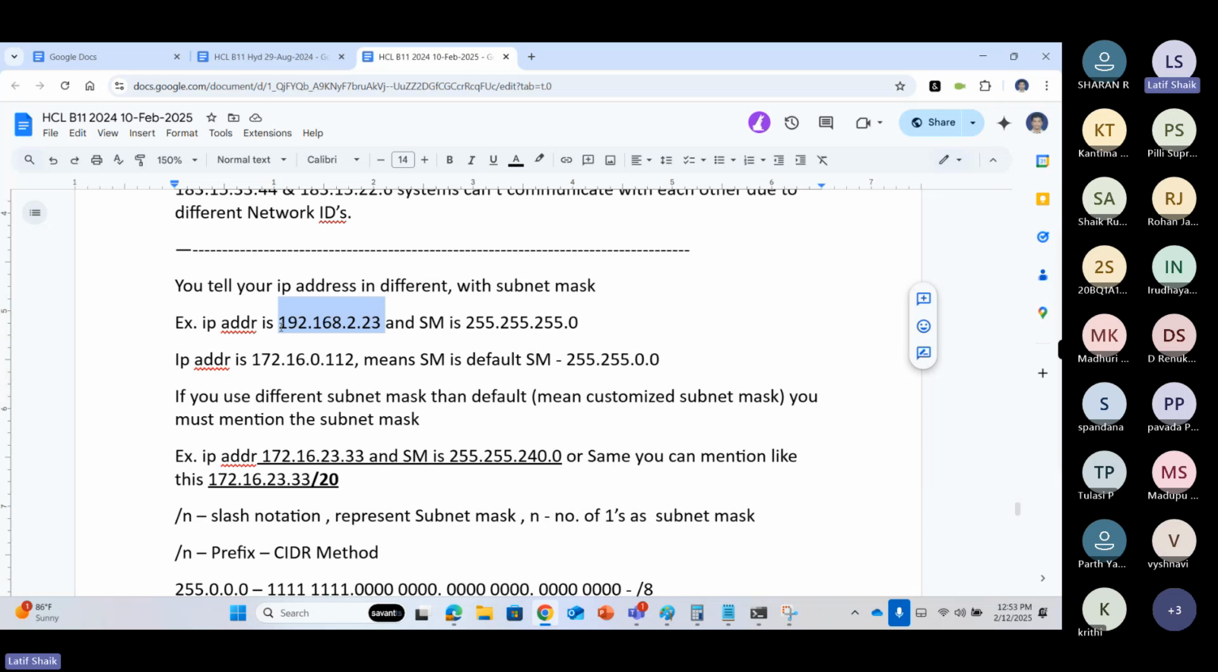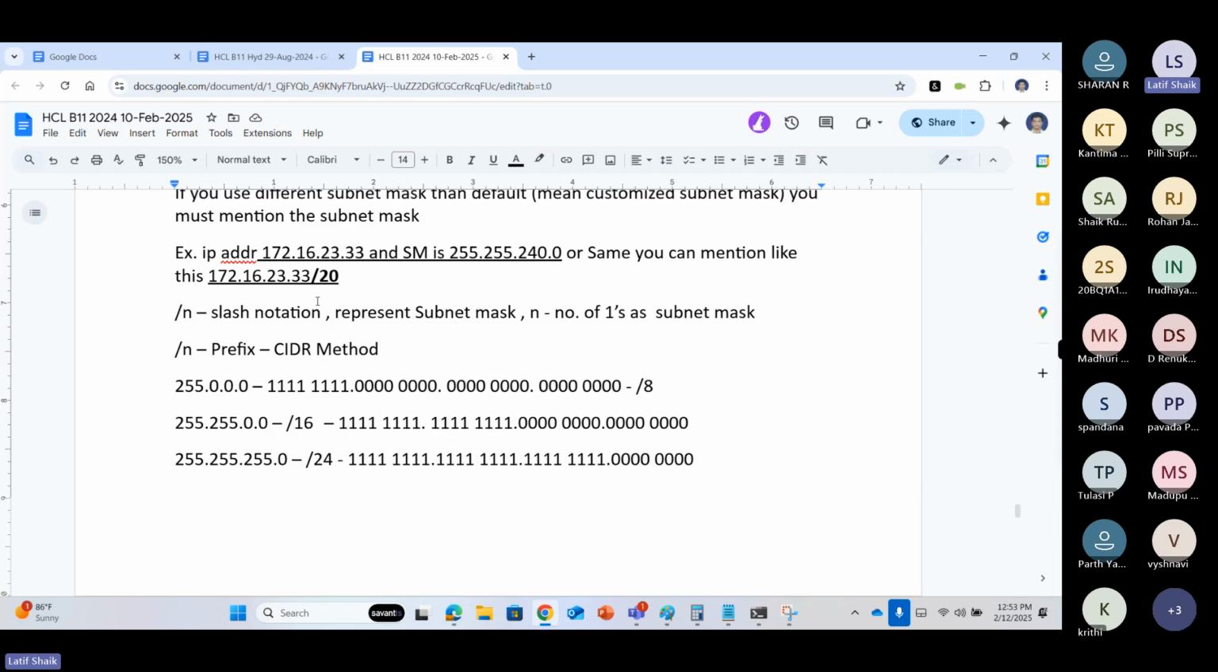Sometimes it may be required to represent the same subnet mask in slash notation. Mainly if you are using a different subnet mask, then you compulsorily have to mention the subnet mask, either as a direct subnet mask or in slash notation. Example: 170.16.22.23 and the subnet mask is 255.255.240.0. The same you can mention like this. In the same way you can write it as 170.16.23.2033 slash 20.